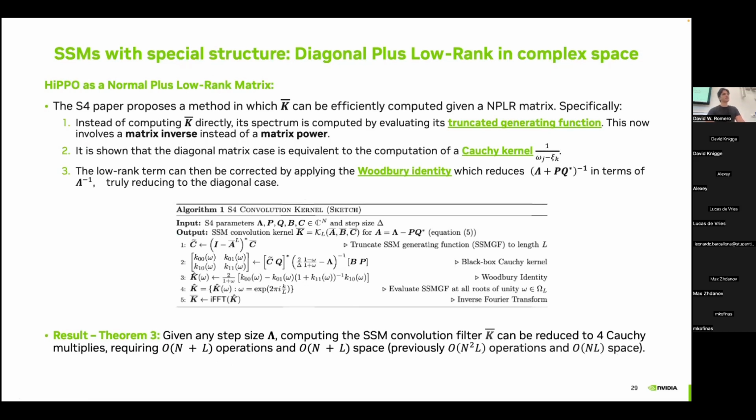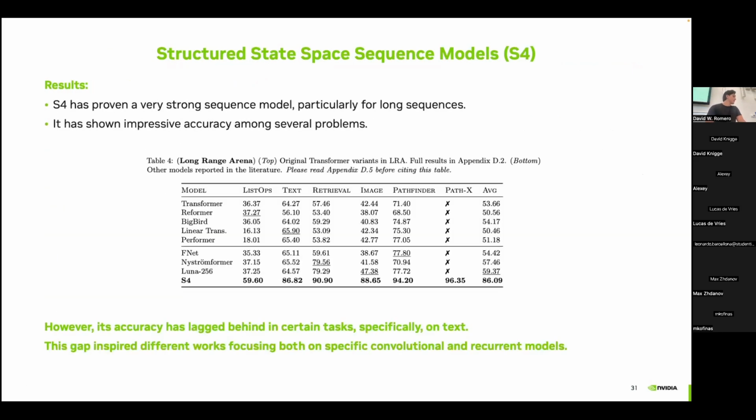But if it's just diagonal, then don't you still need N or linear complexity of operations? Yeah, I think it would be L. Yeah.